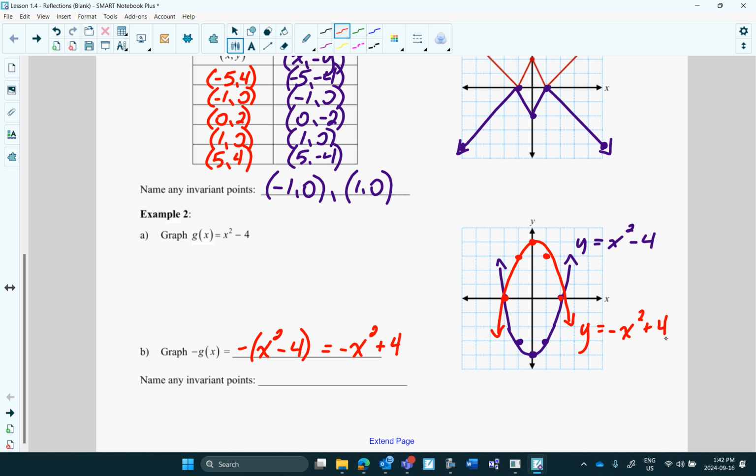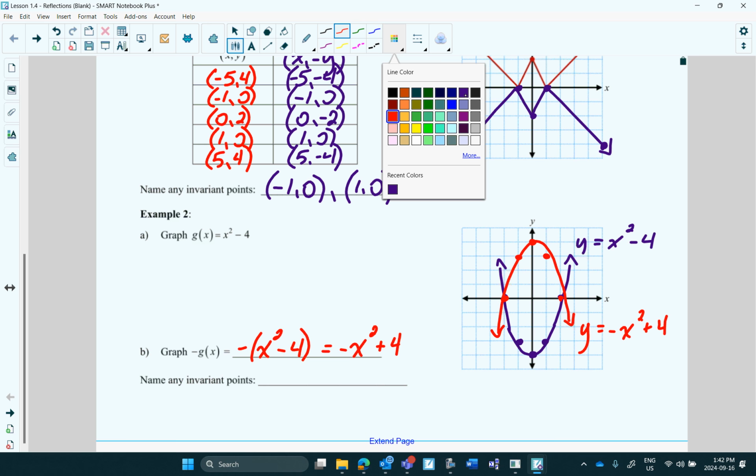Invariant points? Yeah, (-2, 0) and (2, 0).